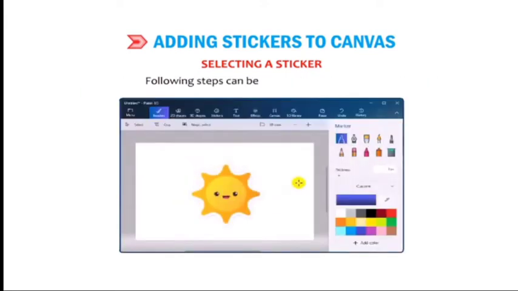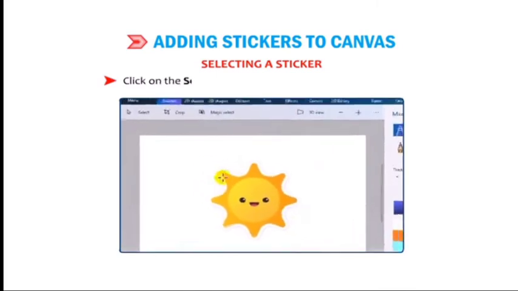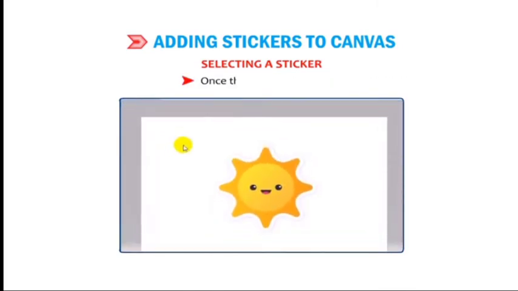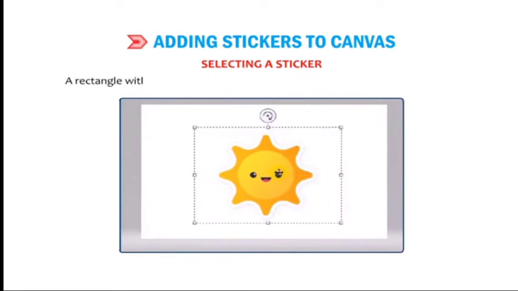Following steps can be used to select a sticker. Add the sticker Sun to the canvas as shown in figure. Click on the Select tool placed below the top menu. Once the object is selected, a rectangle with dotted lines will appear around the sticker as shown in figure.